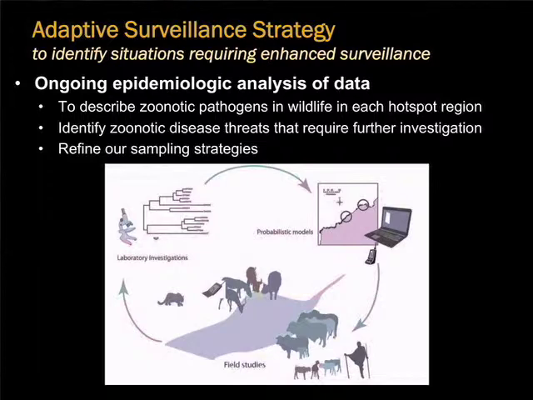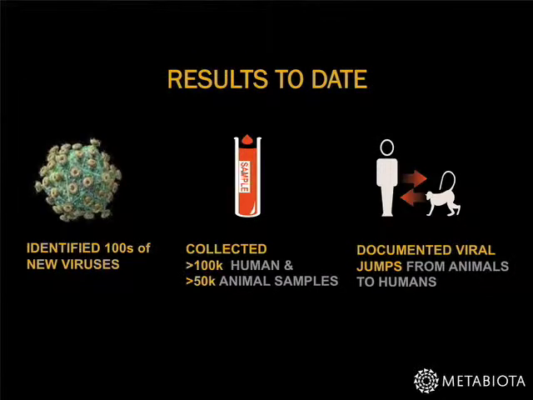We could also then find all of those bat species across the world and see if we can get a sense for the range of this virus. All of these things allow us to continuously refine our strategies in the field. And to date, we've been quite successful. The work's paid off. We've identified hundreds of new viruses.